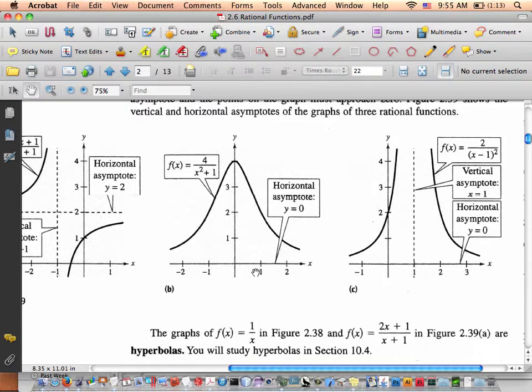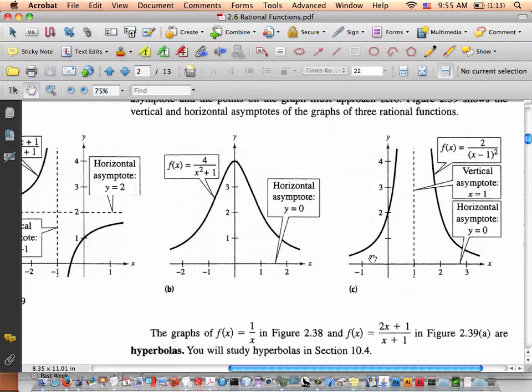They're already telling you, let's plug in 100. 4 over 100 squared plus 1, is that a large number or a small number? Small number. Then 4 over 1,000,000 squared plus 1. Even smaller. So does it make sense that the y values get closer and closer and closer to 0 as x does what?